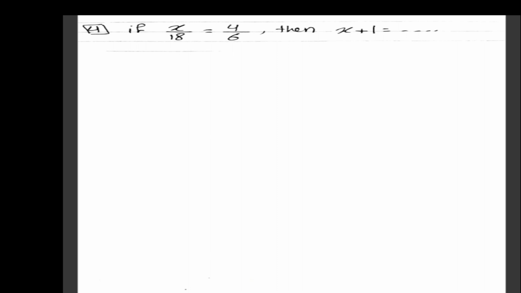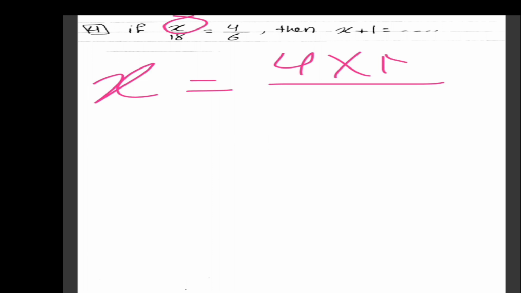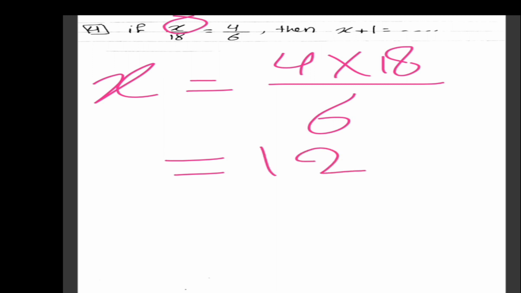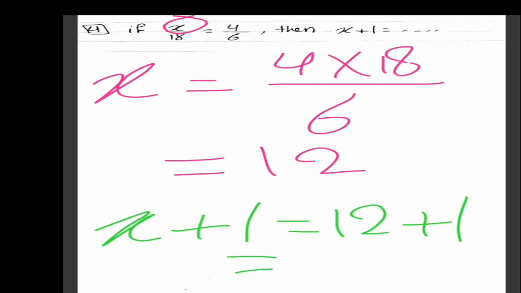In example number 4, it's the same, but he says to get the value of x plus 1. Here in the proportion we have only x. So we get the value of x by making a cross: 4 times 18, divided by the number opposite to x, which is 6. So 4 times 18 over 6 equals 12. Now we need the value of x plus 1, which is 12 plus 1 equals 13.